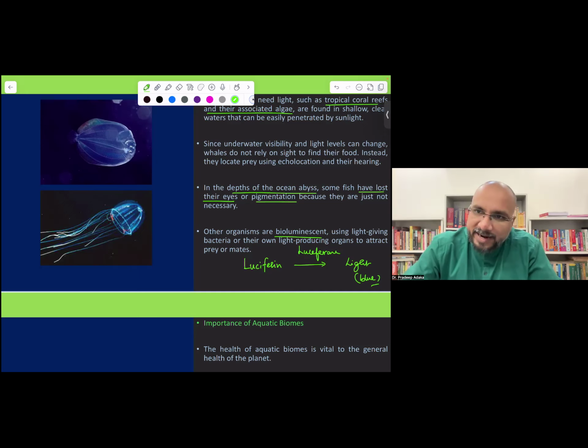it up. So to attract the prey, or to startle or avoid the predator, or to attract the opposite sex for mating, it can be used for mating also. So this bioluminescent light has many purposes.